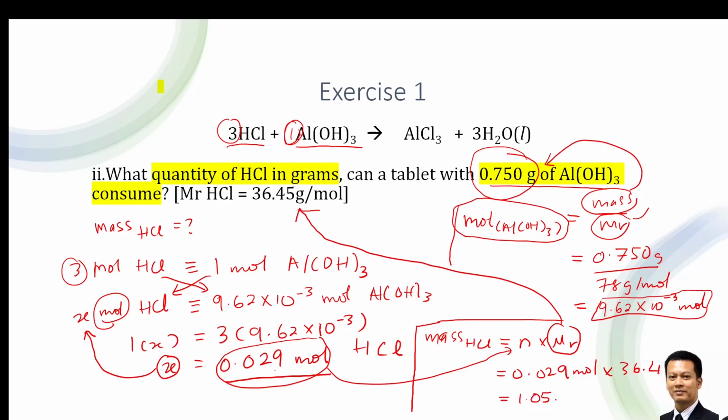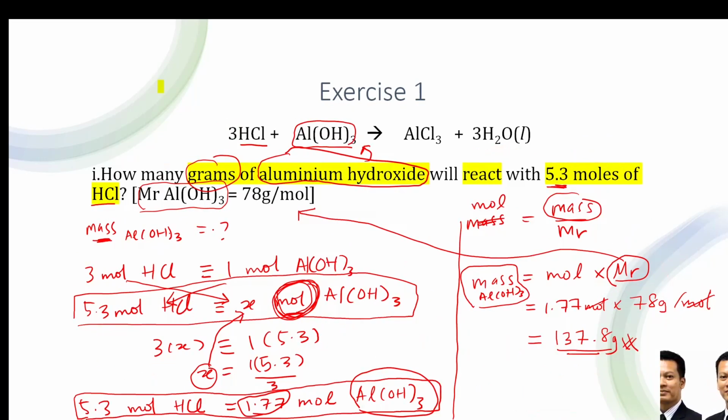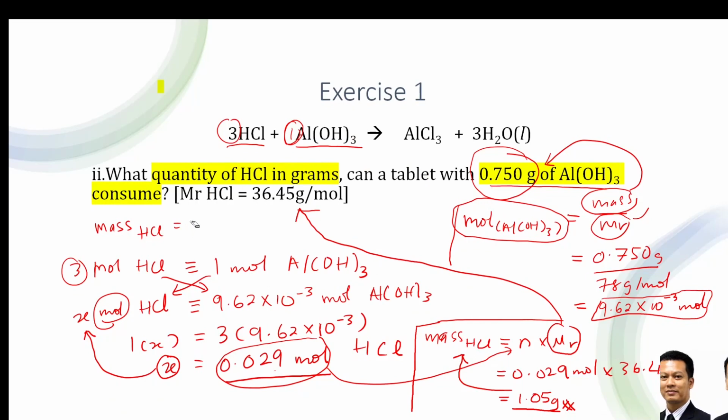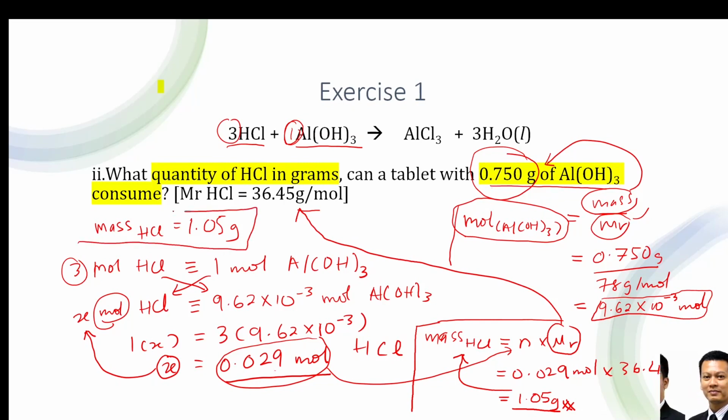So 1.05 gram. And what is this mass? The mass that you calculate is actually the mass of HCl. So the mass for HCl is 1.05 gram. Okay, so this is the answer based on our calculation.